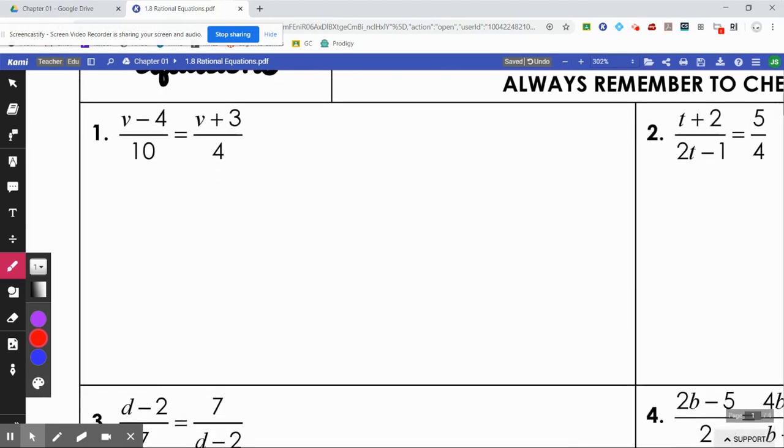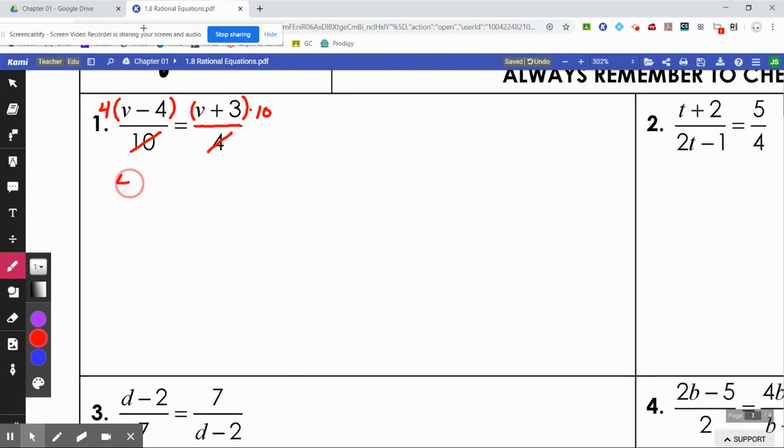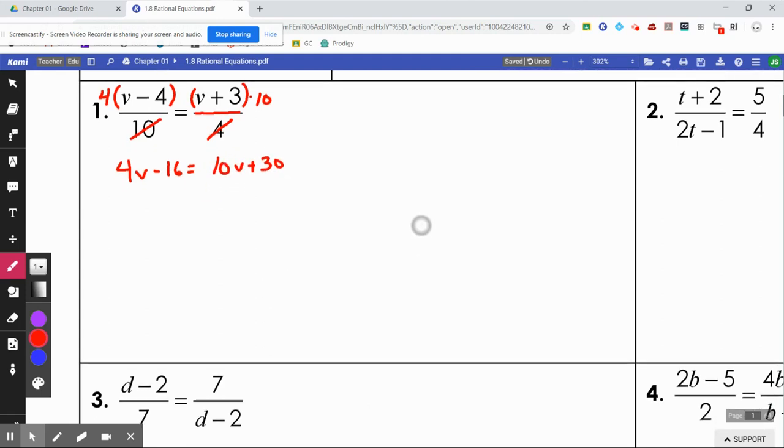So let's start out with our proportions and make sure we remember how to solve them. To get rid of division by 4 on the right side, we're going to go to the left side of our equation and multiply everything by 4. To get rid of division by 10 on the left side, we're going to go to the right side and multiply everything by 10. As we distribute, we now have 4v minus 16 equals 10v plus 30, so we have completely removed all of our division, all of our fraction bars.